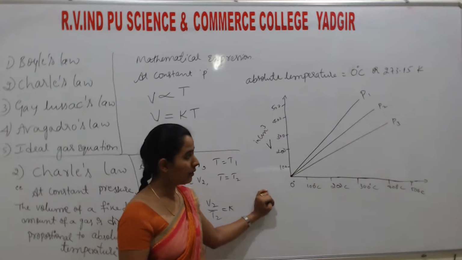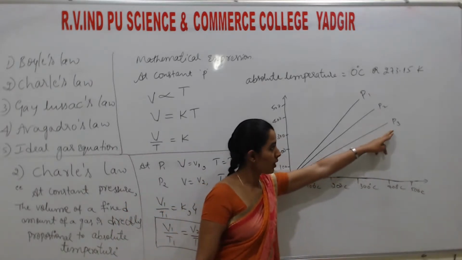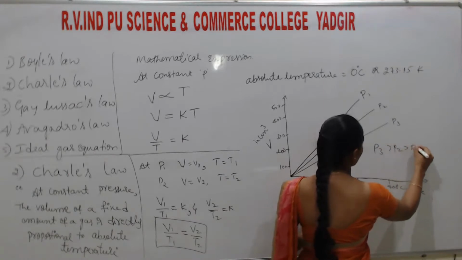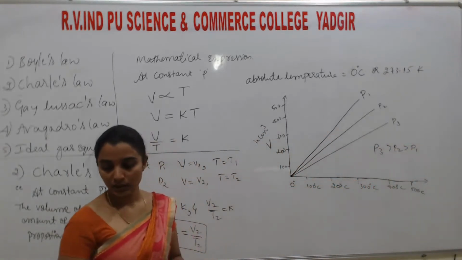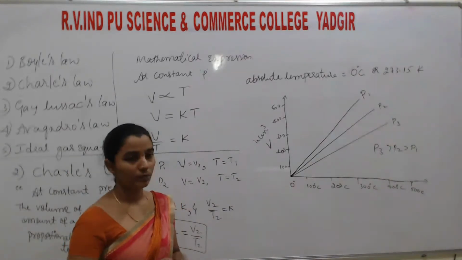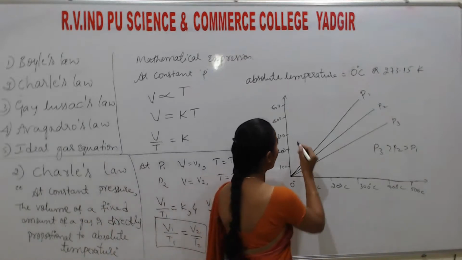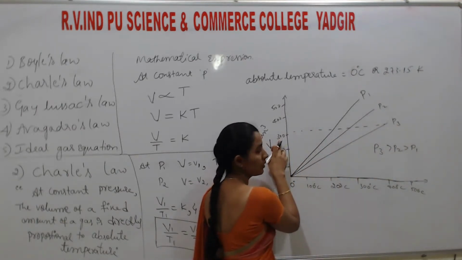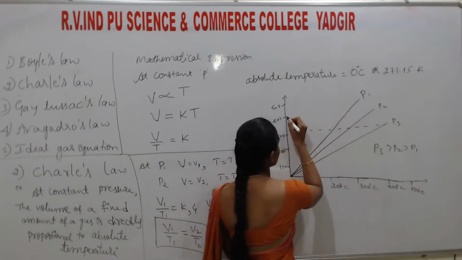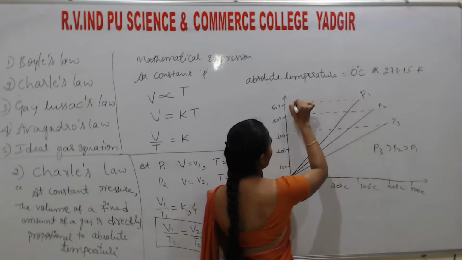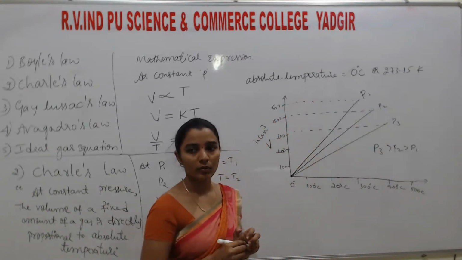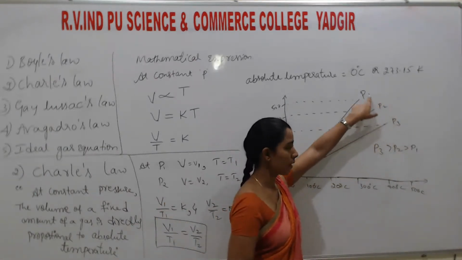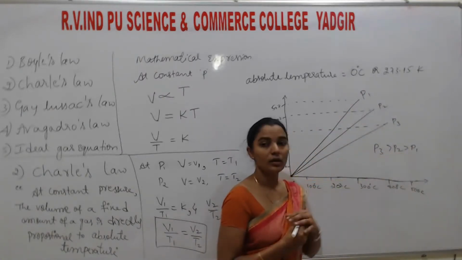Understand, students? And compare: if pressure is more, volume is less, correct? So P3 is greater than P2, greater than P1. Why? Because here we are comparing, listen, at P3 pressure this is at 300 cm cube, at P2 this is at 400 cm cube, at P1 it is at 500 cm cube. According to Boyle's law, if pressure is more, volume is less. Less volume means this is the greater pressure compared to the others. That's why P3 is greater than P2, greater than P1.